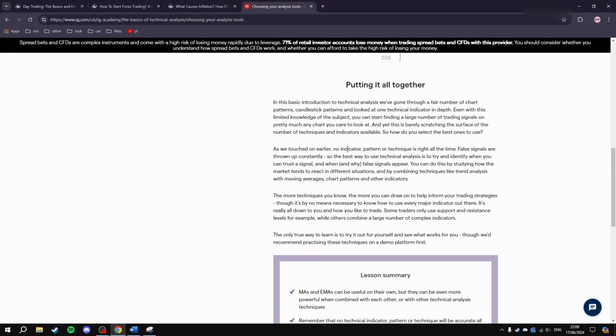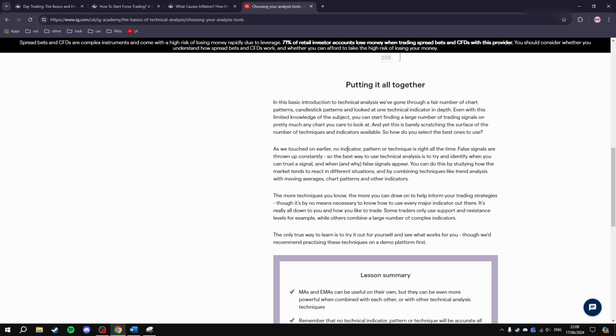Putting it all together, in this basic introduction to technical analysis, we've gone through a fair number of chart patterns, candlestick patterns, and looked at one technical indicator in depth. Even with this limited knowledge of the subject, you can start finding a large number of trading signals on pretty much any chart you care to look at. And yet, this is barely scratching the surface of the number of techniques and indicators available. So how do you select the best ones to use?